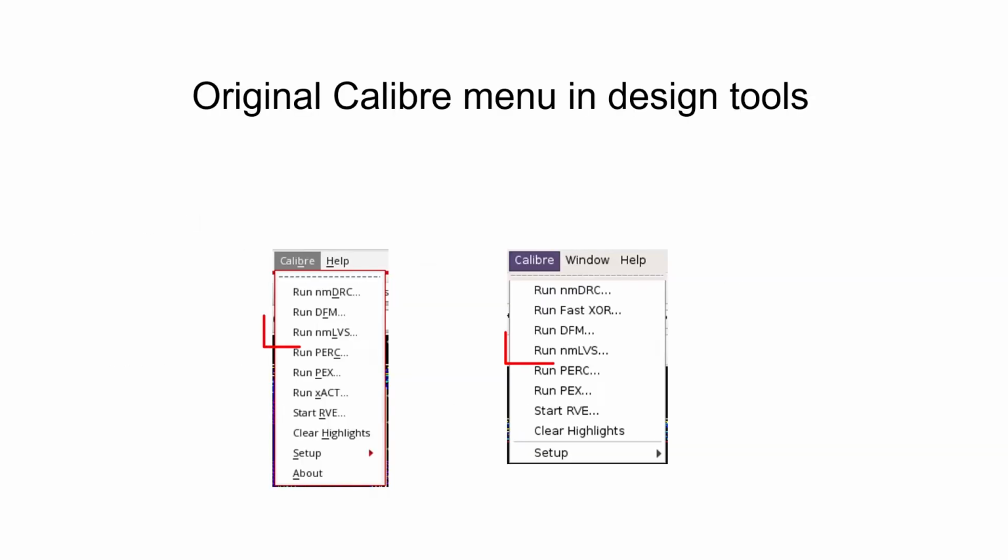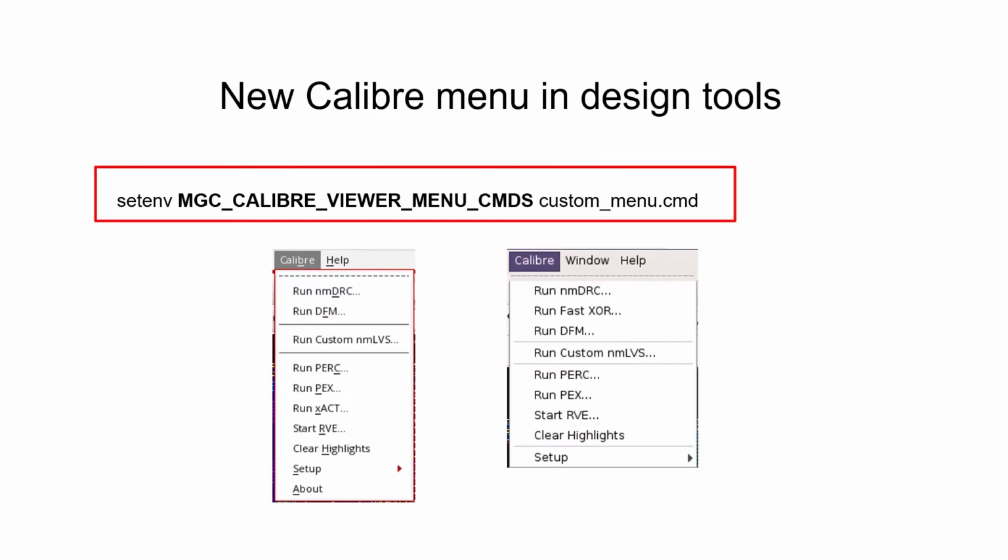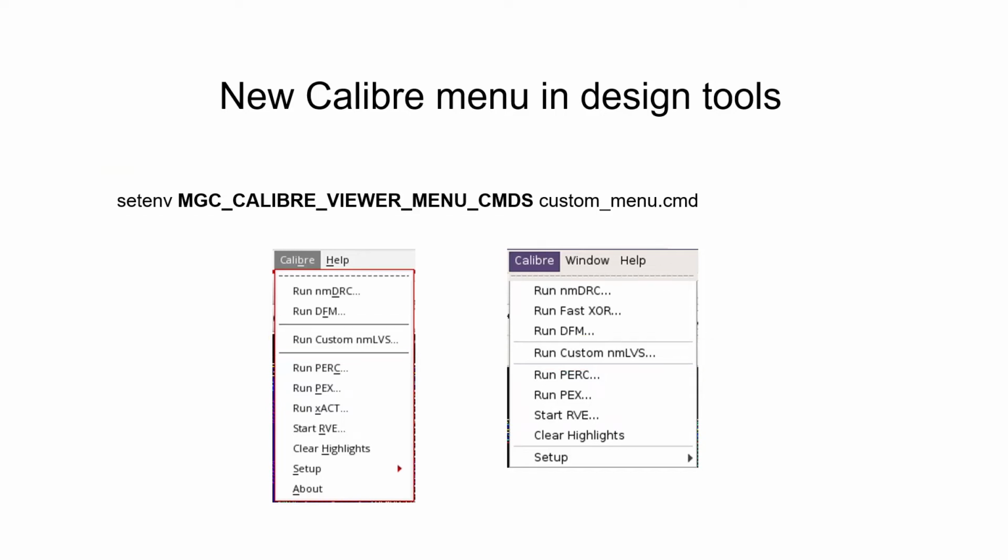This is the original Calibre menu in Cadence Virtuoso and Synopsys Custom Compiler. With the Calibre custom menu variable, we can see a new item, Run Custom LVS, in Cadence Virtuoso and Synopsys Custom Compiler.